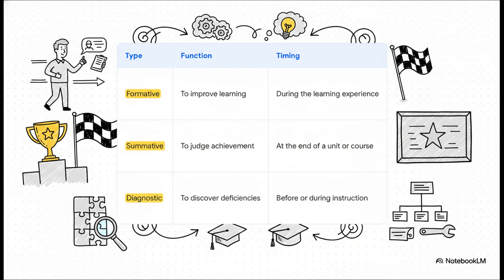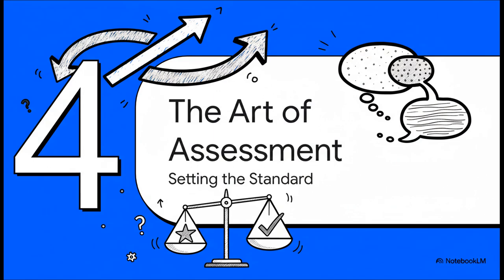Then there's summative evaluation, which happens at the very end. That's the final score, the big exam that judges your overall achievement. And finally, you have diagnostic evaluation. This is like the mechanic for learning. You use it before or during instruction to figure out what's not working or where a student needs to start. So when we get to that middle step, assessment, and we're trying to interpret the data, there are two really different ways we can think about setting the standard.